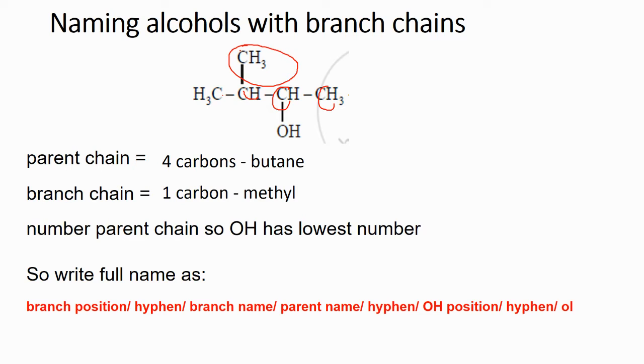You write the full name as the branch position, a hyphen, branch name, parent name, hyphen, OH position, hyphen, ol. You only need to put hyphens between letters and numbers. So this molecule is named 3-methyl-butan-2-ol.